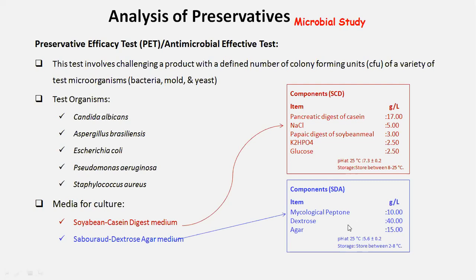If the sample is commercially available, which is in the form of dehydrated medium, then it should be stored between 8 to 25 degrees centigrade. This Sabouraud dextrose agar medium is commercially available, so that should be stored between 8 to 25 degrees centigrade. If we are preparing in the laboratory and it is containing water, then we need to store it at 2 to 8 degrees centigrade.